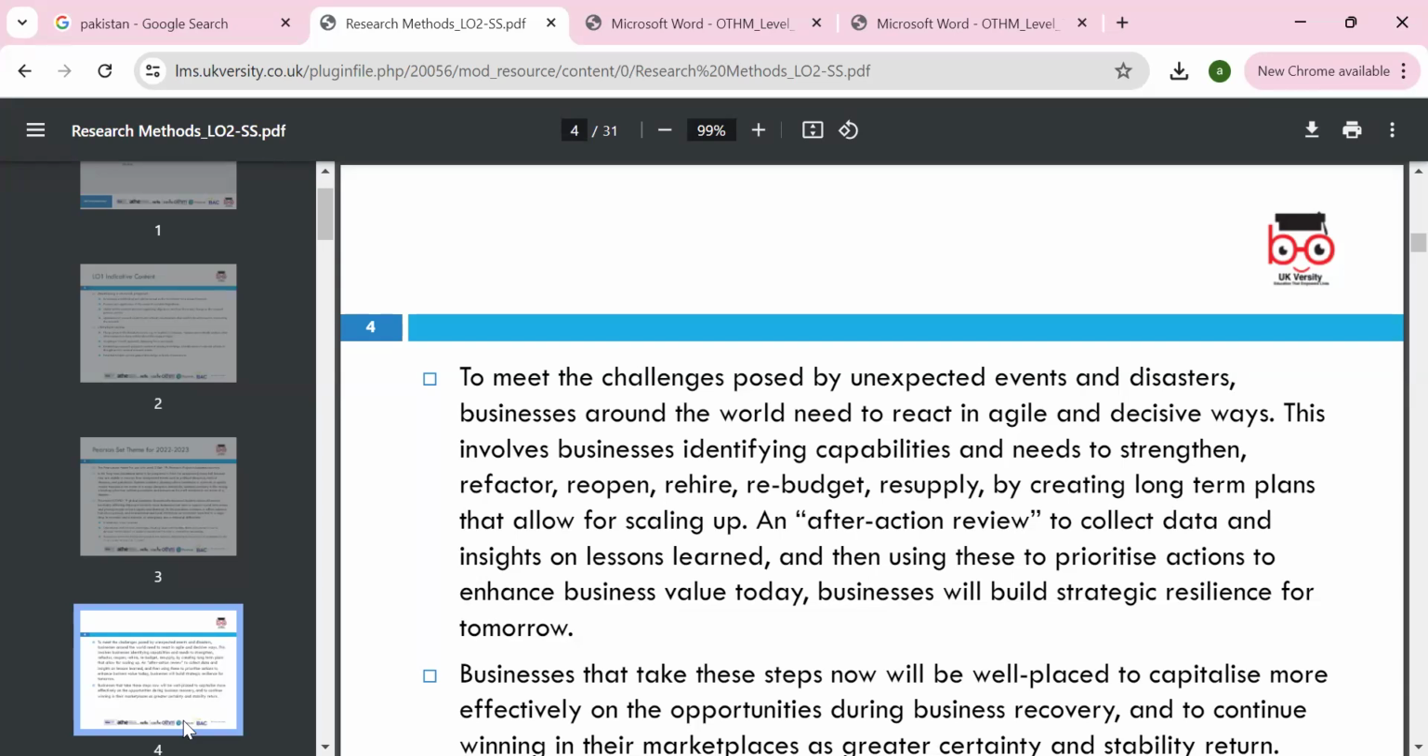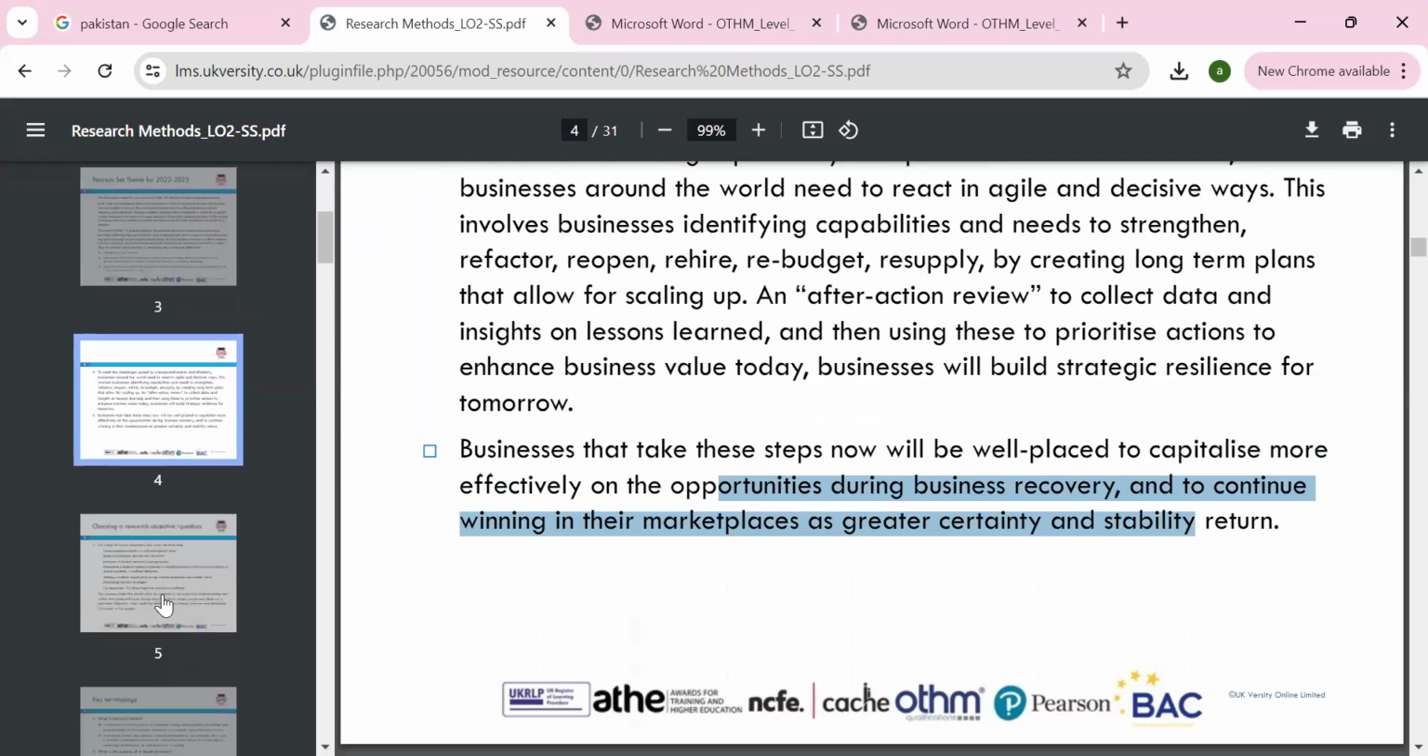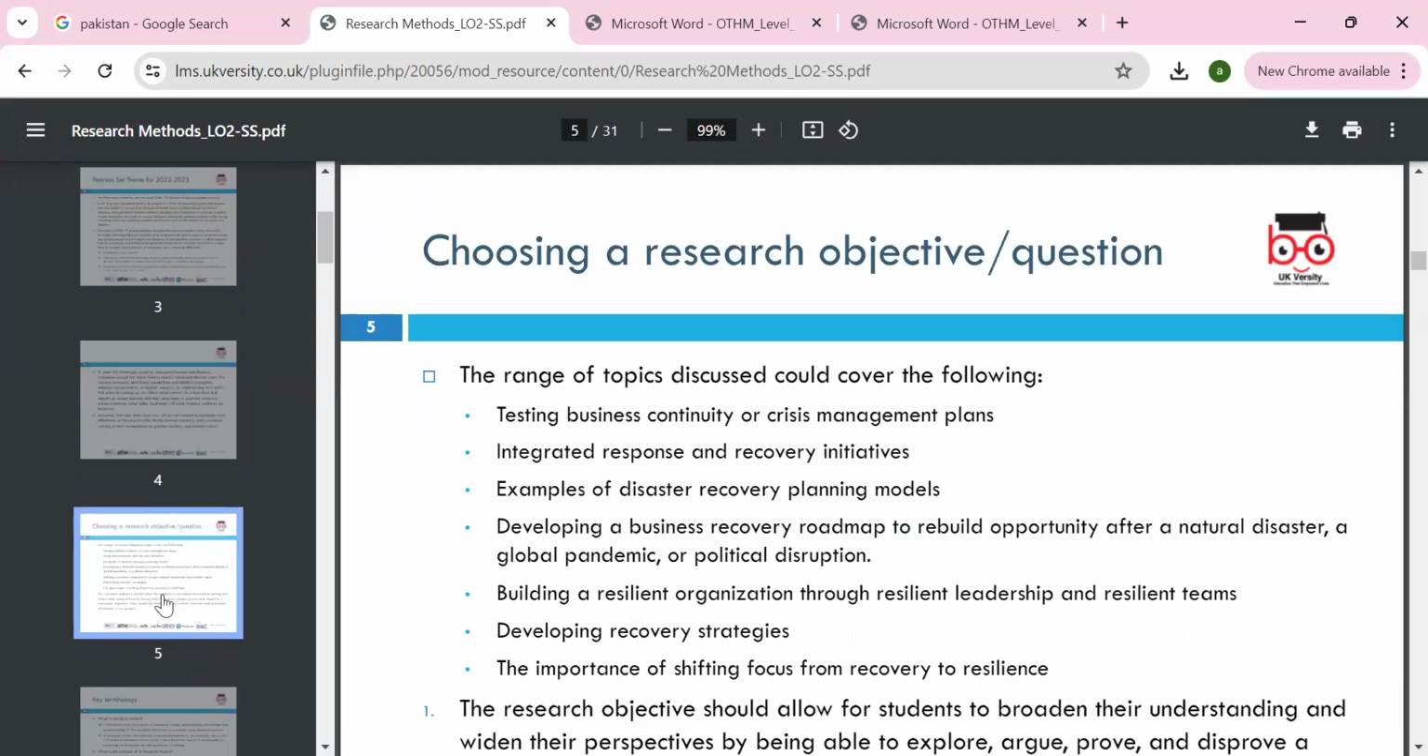Today's lesson is more about the literature. We'll go through the relevant literature, and I'll show you some projects that help with business recovery. That's the scenario we've been given by ADEX this year. In choosing the research objectives, the range of topics discussed could cover the following: testing business continuity during a crisis, integrating response and recovery initiatives, looking at examples of disaster and recovery, developing a business recovery, building resilience, developing the recovery strategy, and the importance of shifting.